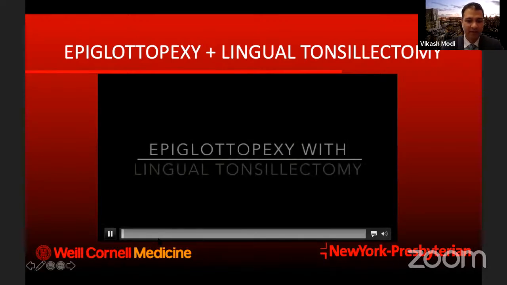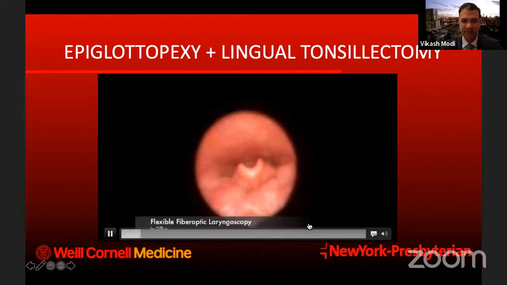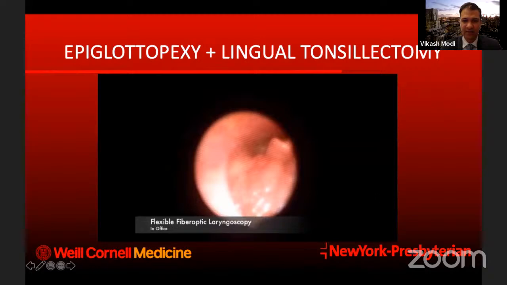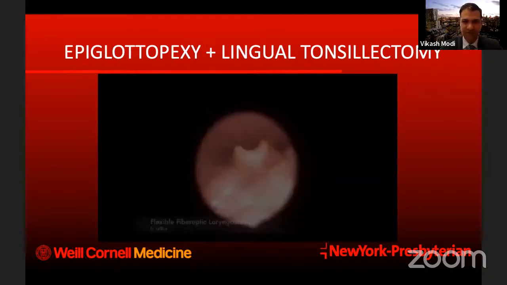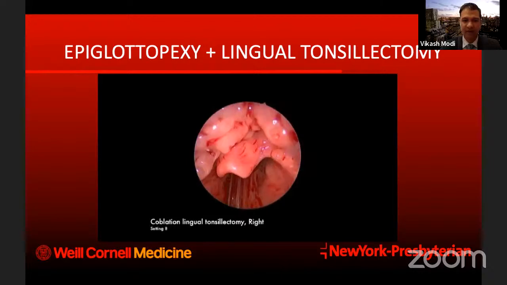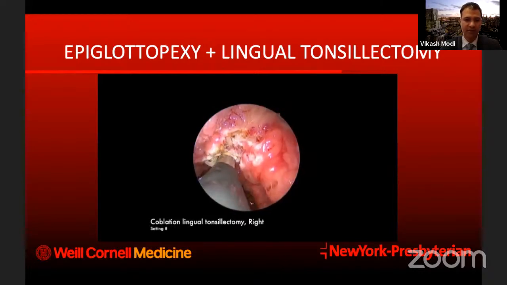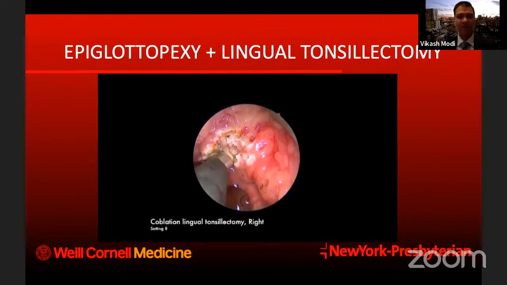Now, what if they've got lingual tonsils? So remember those Down syndrome kids that are older, here's a child who's got massive lingual tonsils, adenotonsillectomy was done, still continues to have sleep apnea. And so I will usually coblate the lingual tonsils on a setting of 8. We'll do the right side first.